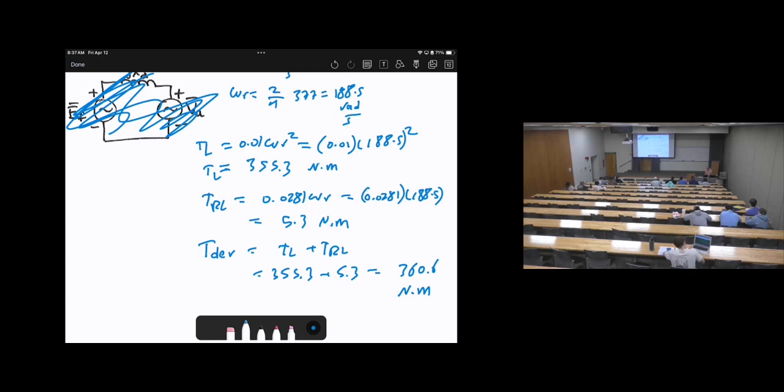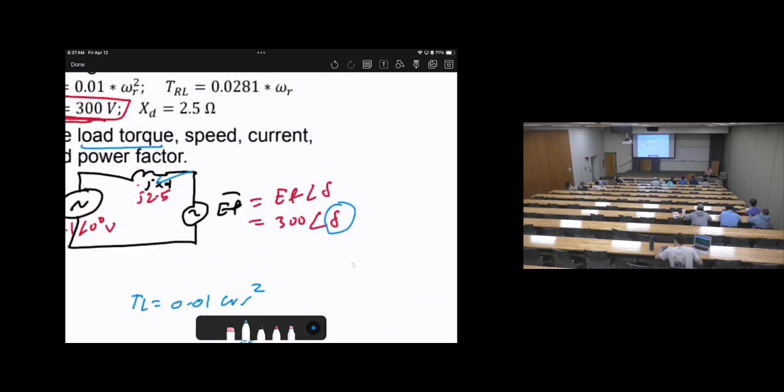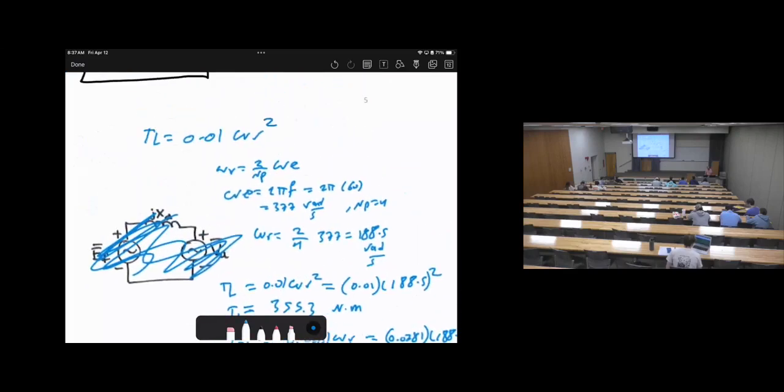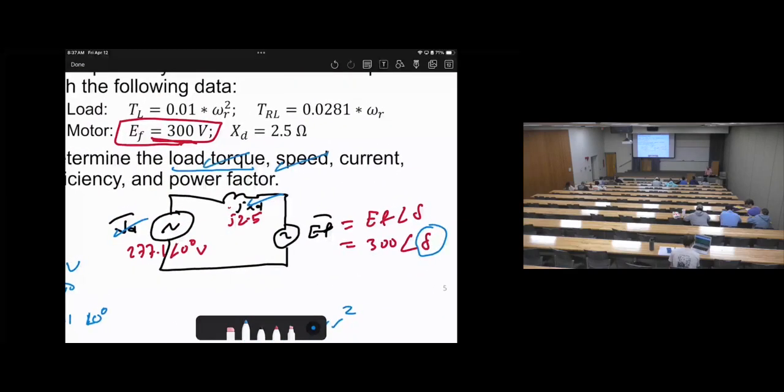Let me go back to the question and see what else we need to do. So we calculated the torques. The speeds, we already calculated. When we calculated the torque, we calculated the speed, omega. And it didn't tell me to calculate the speed in RPM. It said just speed. If you need to calculate in RPM, you can do it: 120 F over number of poles, or 60 times F, depending on if it's electrical or mechanical.